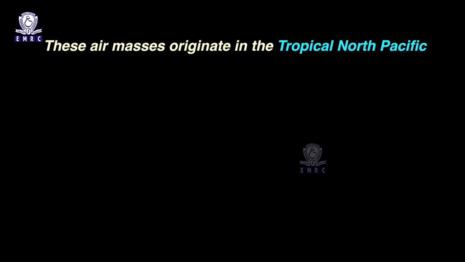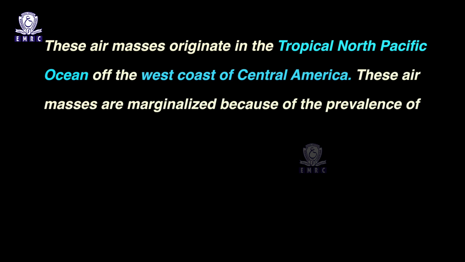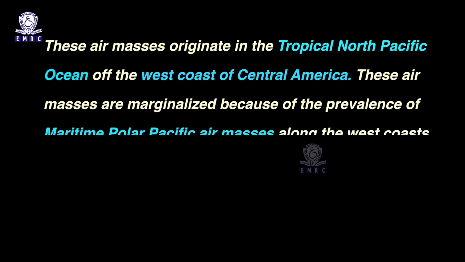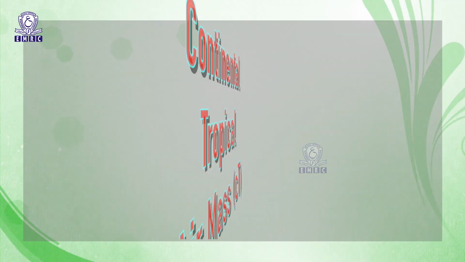Maritime tropical Pacific air masses. These air masses originate in the tropical North Pacific Ocean off the west coast of Central America. These air masses are marginalized because of the prevalence of maritime polar Pacific air masses along the west coast of North America in summers.